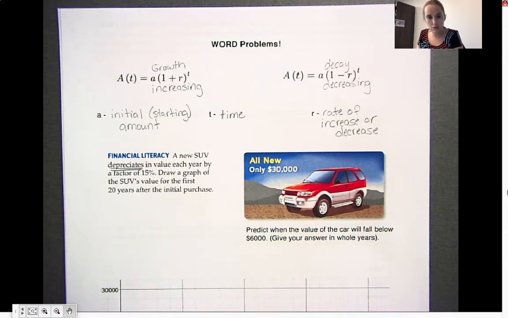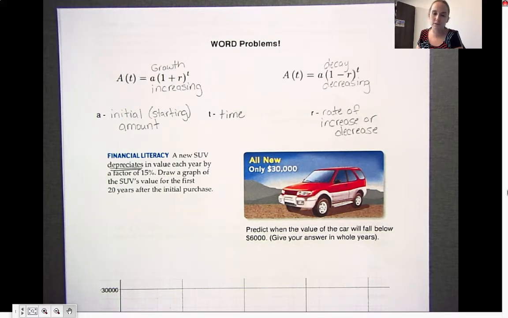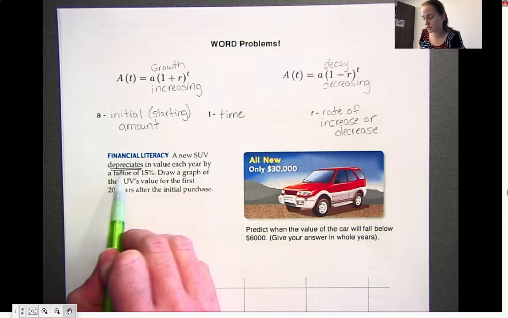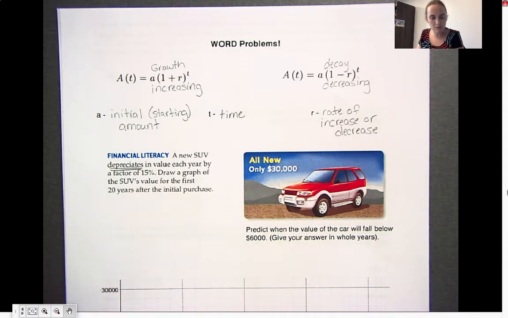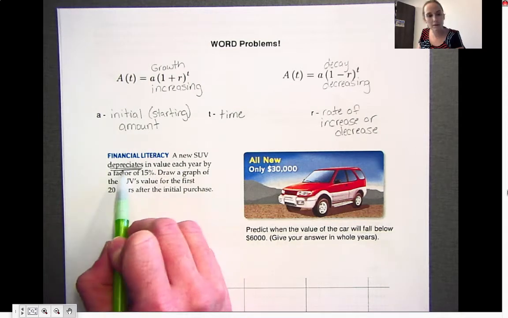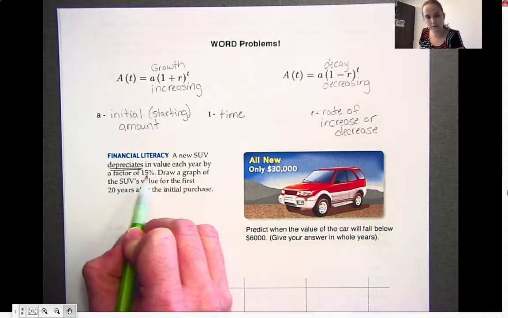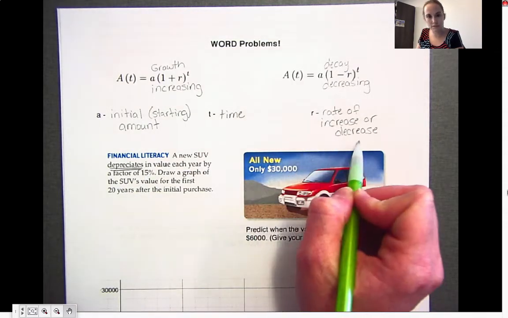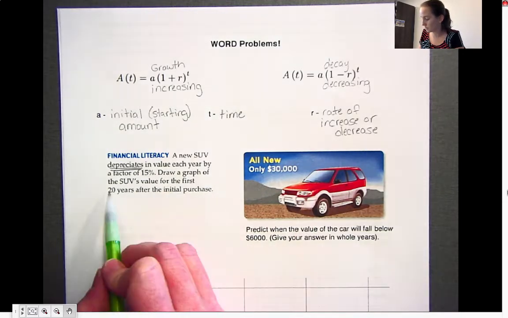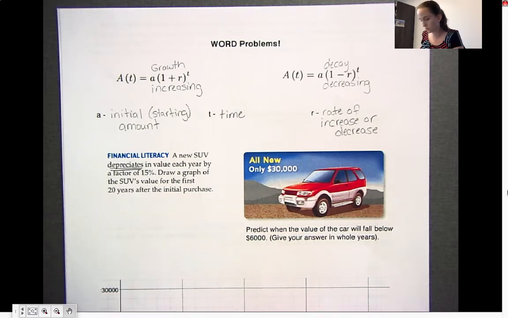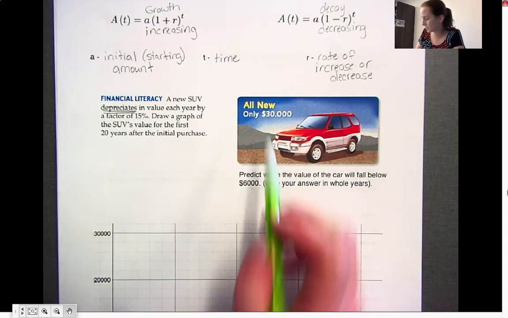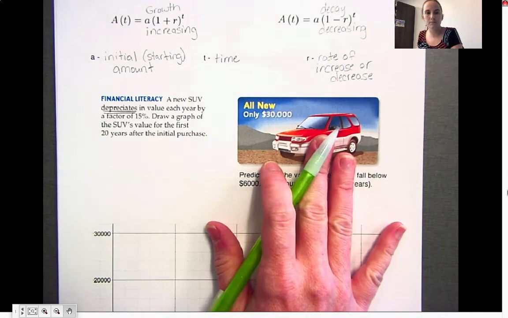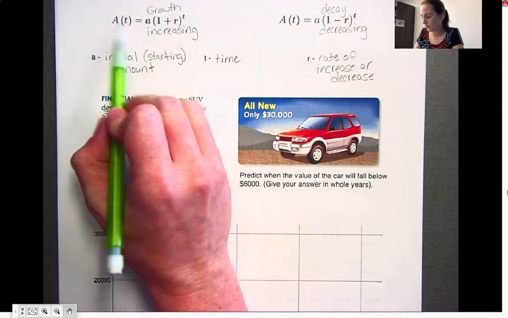Now, it does not say decreasing, it does not say increasing, but you're going to have to read those clues to be able to determine if it's going up or down. In this case, depreciates, that means it's losing its value, okay? So this is going down in value by a factor of 15%. This 15% is our rate in which it's decreasing. It says draw a graph of the SUV's value for the first 20 years after the initial purchase. So we've got a grid down here that we're going to work with. And then over here, I've got another problem that we're going to look at. But let's start by first writing our function.